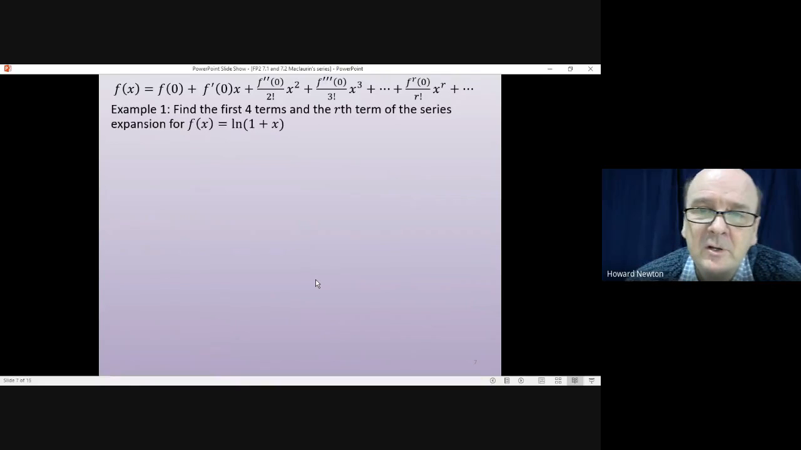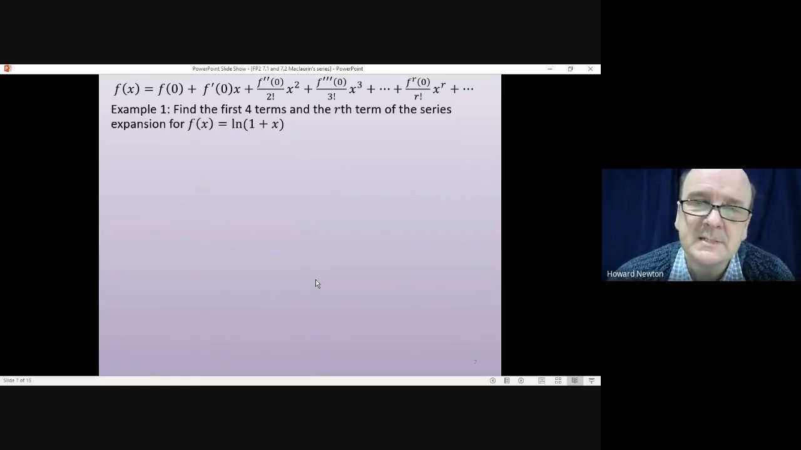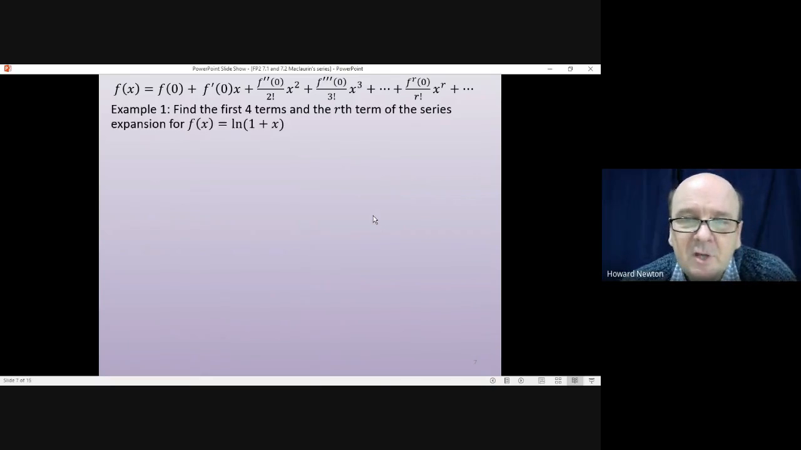Okay, let's have a look at what this means in practice. So using Maclaurin series, have a go at finding the first 4 terms and the general term, the rth term, of the series expansion for f of x is equal to the log of 1 plus x. I'll let you have a go at doing this yourself first. So have a go, pause the video, and come back to me again when you're ready. Okay, let's have a look.